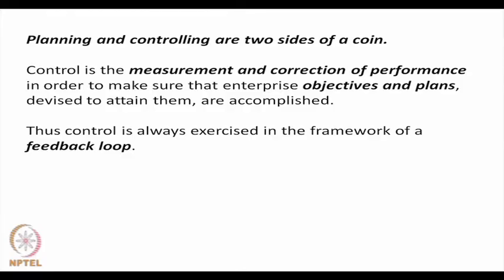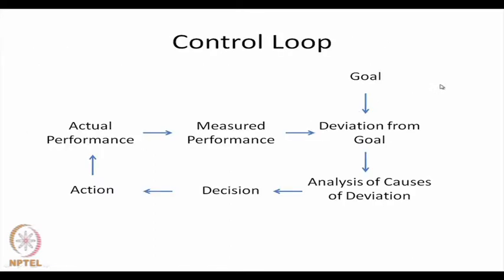Control is the measurement and correction of performance in order to make sure that enterprise objectives and plans devised to attain them are accomplished. So, basically control requires objectives to be achieved and plans to be implemented, and for that reason it has to measure and take corrective actions if there are deviations from our plan. Thus, the control is always exercised in the framework of a feedback loop. This is a feedback loop and is also called a control loop.